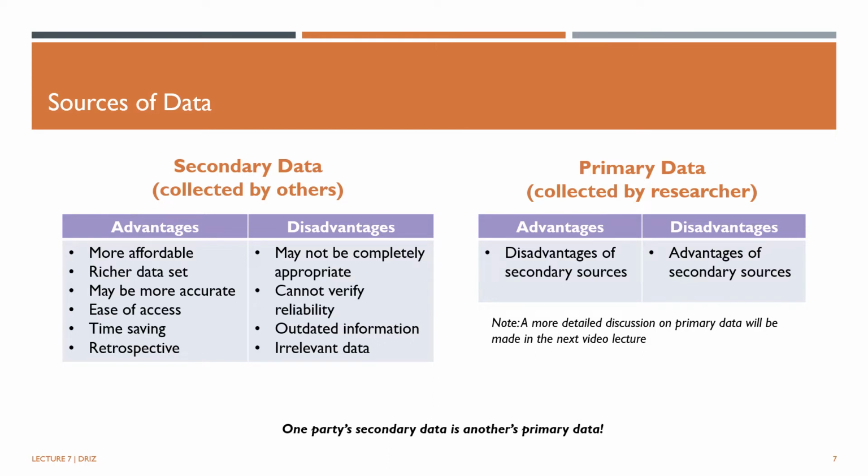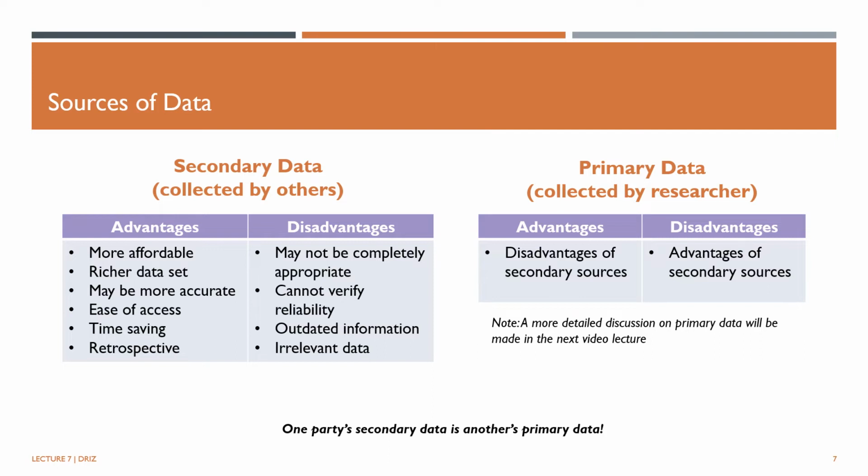Since secondary data were collected by others for their own use, they may not be completely appropriate for another research. There's also no way the researcher can assess the data set's reliability. Besides that, secondary data are collected a while back, so conditions may have changed since the data was first collected, so the information may be outdated.